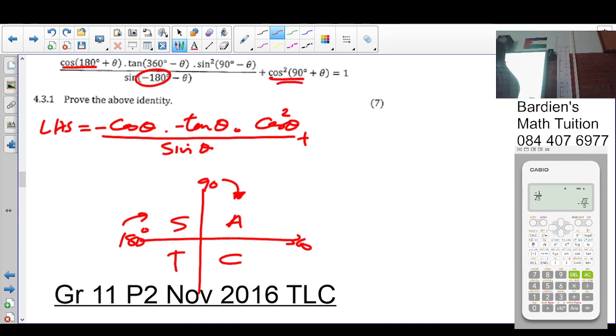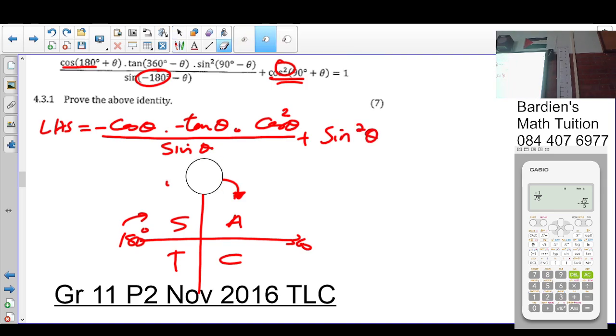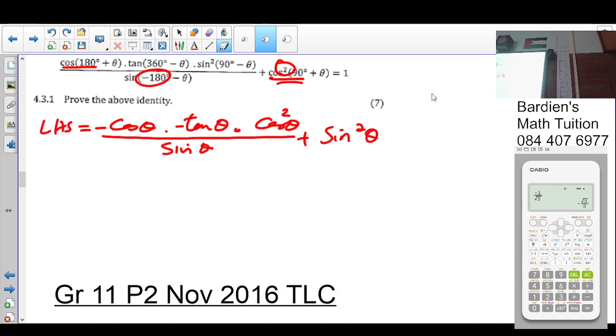90 plus, which quadrant is that in? Third quadrant. Is cos positive or negative? Negative. But because of the square, it remains positive. But changes sign. Okay. So what can happen here now? You can change. Okay, negative times negative is positive. So the ultimate answer, that fraction is positive.